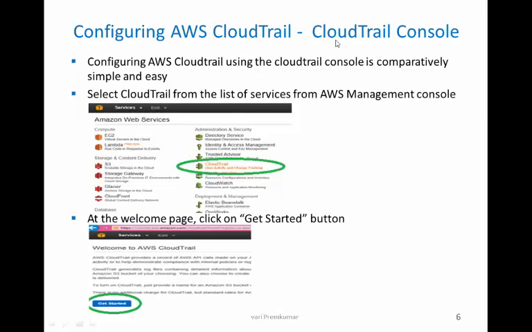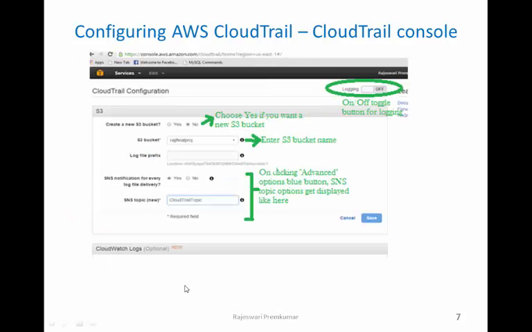Then we'll see how to set up the CloudTrail using the CloudTrail console. So you go to the Amazon website, go to the management console, and click on CloudTrail from the list of services that gets displayed. Once you click on the CloudTrail, you will go to the welcome page of the AWS CloudTrail. Here you click on the get started button. Once you hit get started, you will have this CloudTrail configuration window.